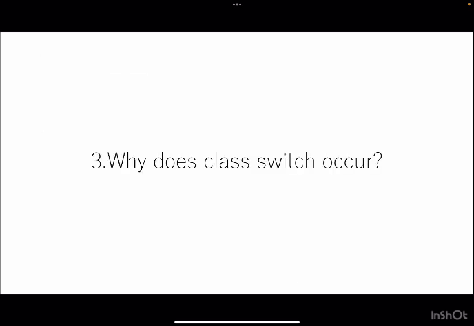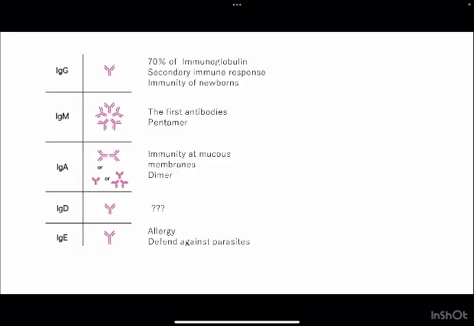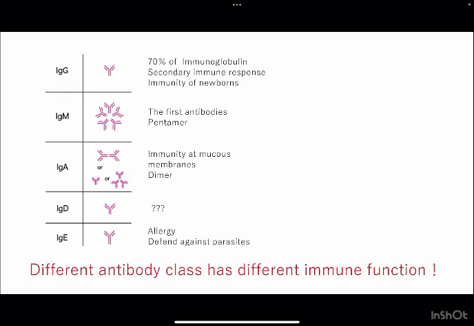However, why is class switch necessary? What is the biological role of class switch? This is because the class switch allows the immune system to respond more specializedly to infections. Let's take a look at the function of each antibody. This is the function of each class of antibodies. Thus, each of these antibody classes carries different immune functions and plays an important role in maintaining immune balance in the body.